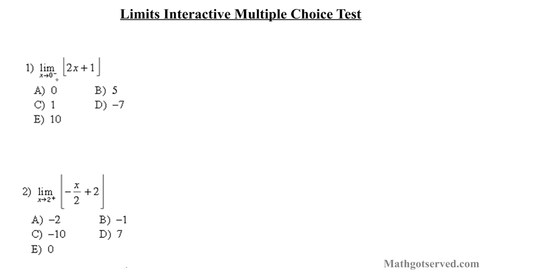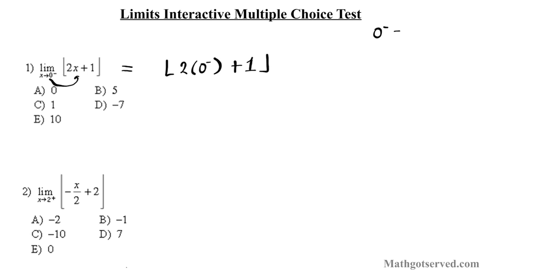All right, let's take a look at number one. The limit as x approaches 0 from the left of the greatest integer of 2x plus 1. We're going to evaluate this by direct substitution. Okay, so if you substitute 0 from the left into x, you're going to have the floor of 2 times 0 from the left plus 1. Now, what do you get when you double 0 from the left?